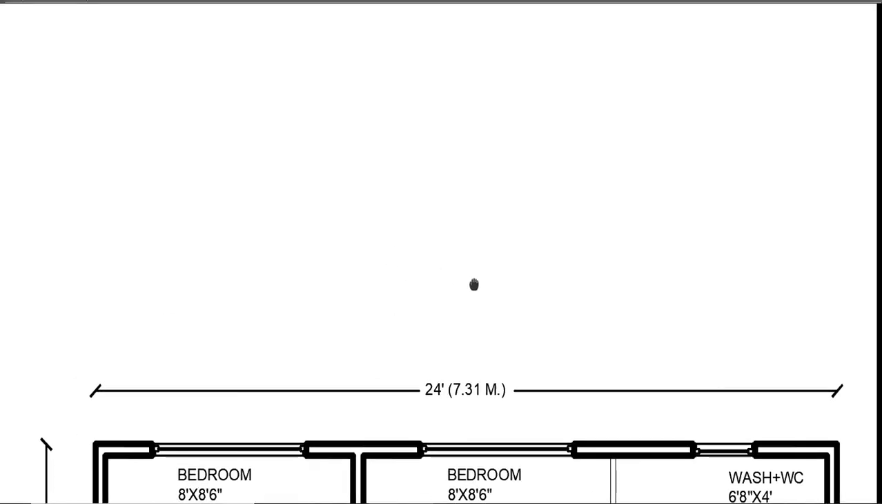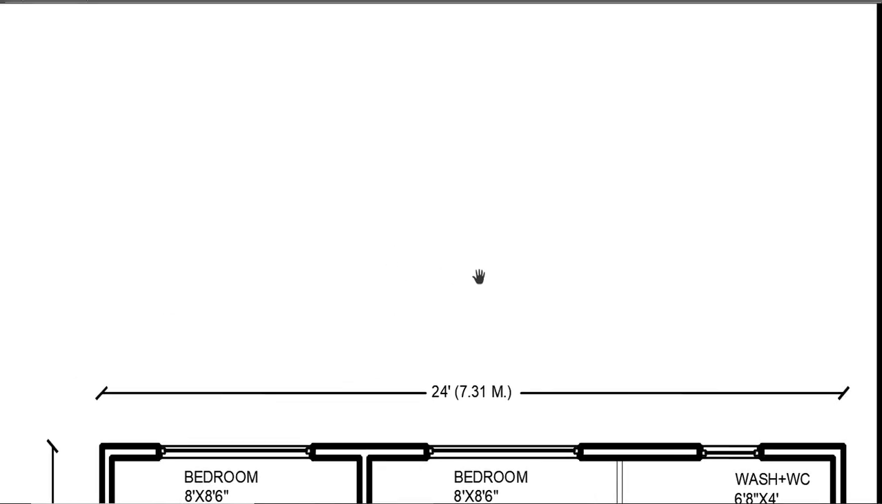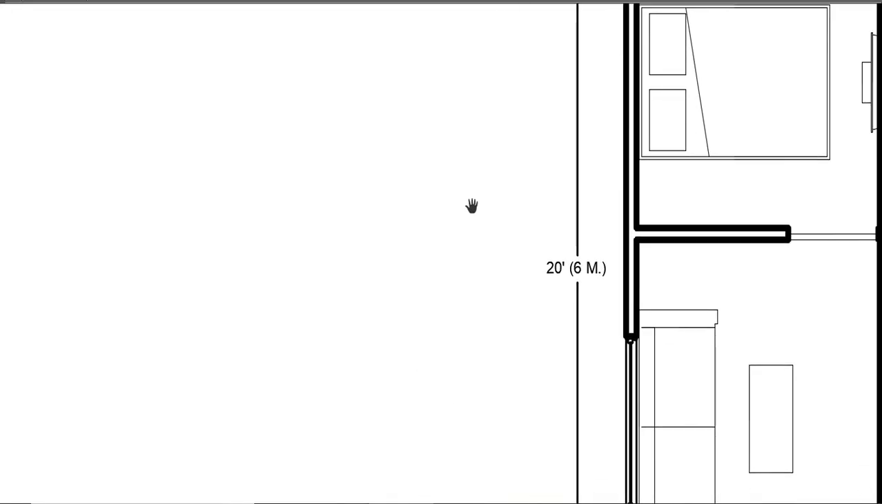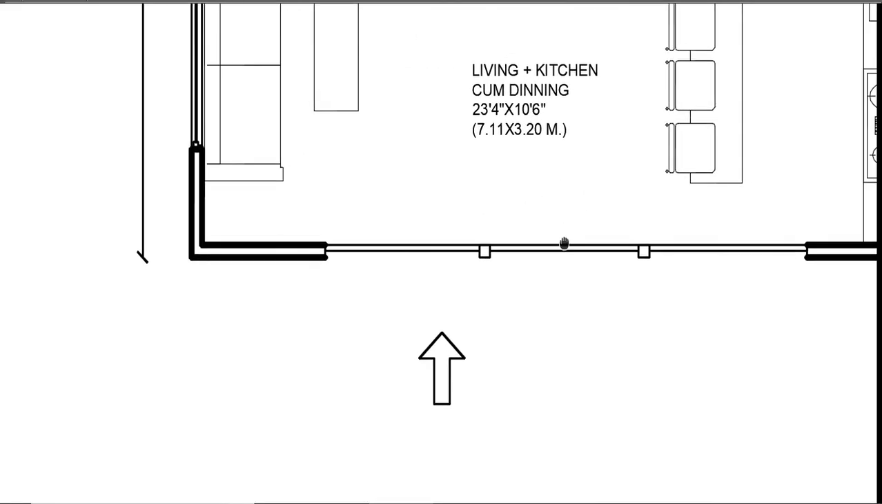There is a 20 feet 3 shipping container. The total area I have taken is, the width is 24 feet, in meters 7.31 meters, and the length is 20 feet, in meters 6 meters. In the front we have a sliding door here. After that we will go inside.